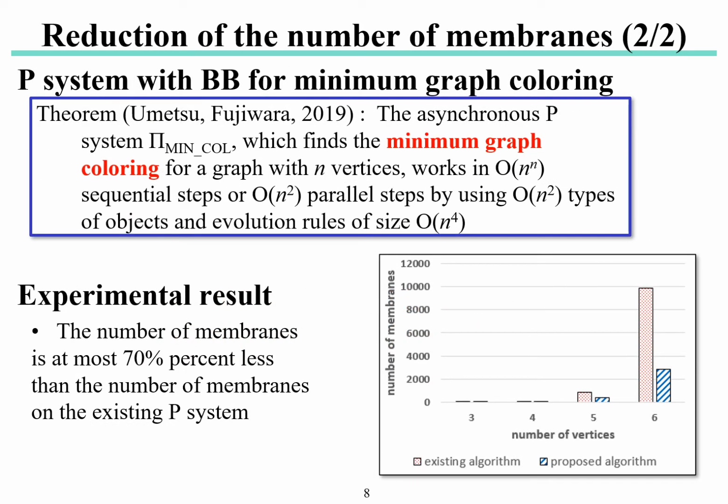There is a result that the number of membranes is reduced by using branch and bound for the minimum graph coloring. This slide shows the numbers of membranes on existing P system and proposed P system. The number of membranes is at most 70% less than the number of membranes on the existing P system, but there is not P system for maximum independent set with branch and bound. Therefore, we propose an asynchronous P system using branch and bound for another problem, which is the maximum independent set.